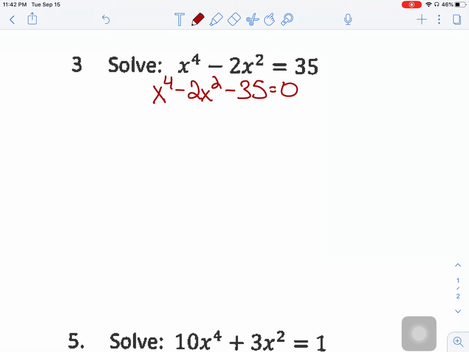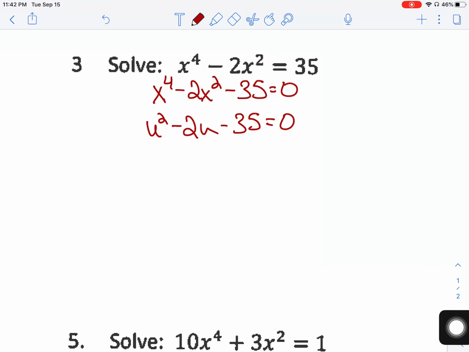So my initial thought when I'm doing this is, again, I don't want to have x to the 4th and x squared. I want to turn this into a quadratic, okay, which means that the x squared here got replaced with u.